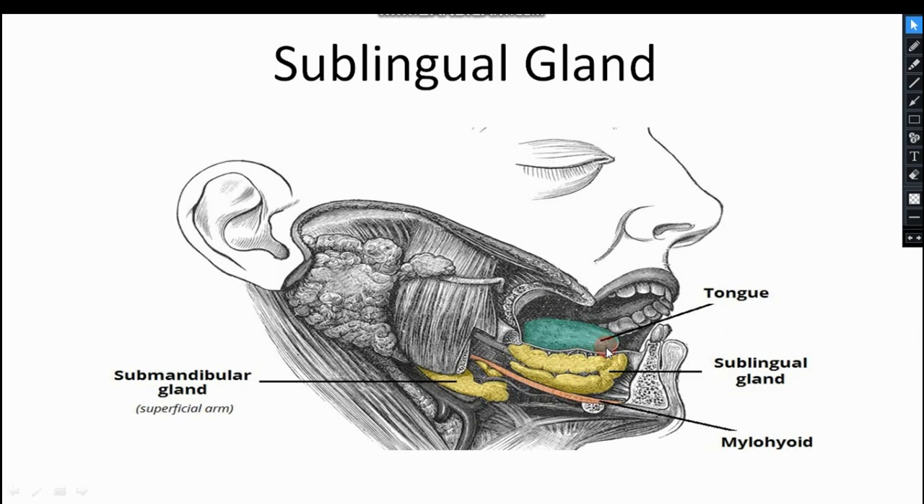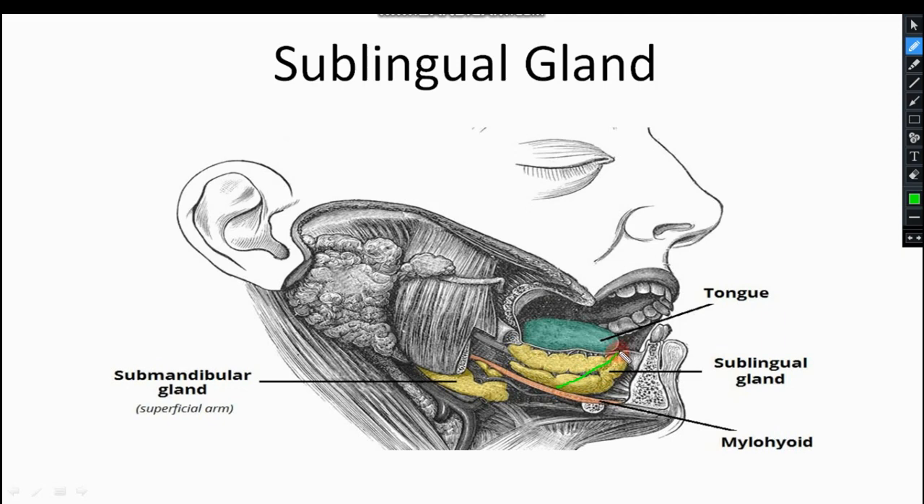Now one thing more. This is the submandibular gland, and here you see this is the submandibular duct. Actually, this submandibular duct runs, let me draw, somewhat like this. It runs somewhat like this. So what happened?